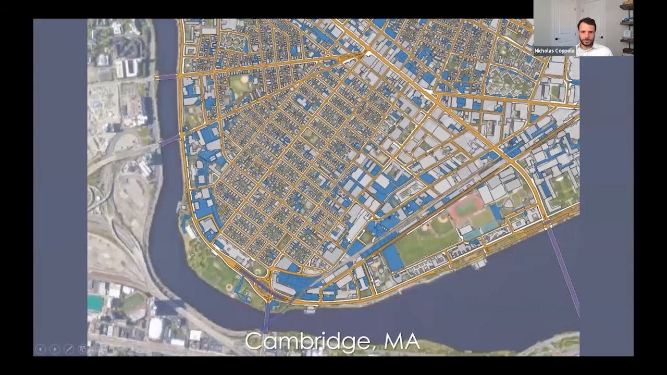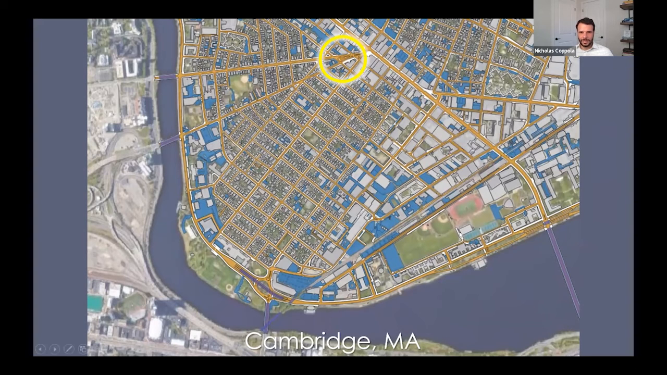So to conduct this part of the research, we looked at Cambridge, Massachusetts. Here's an example, just an image of what the planometric data for Cambridge looks like. Cambridge had an excellent data set, not only for their sidewalks, but also for obstructions that we could make use of in the data set for the analysis.